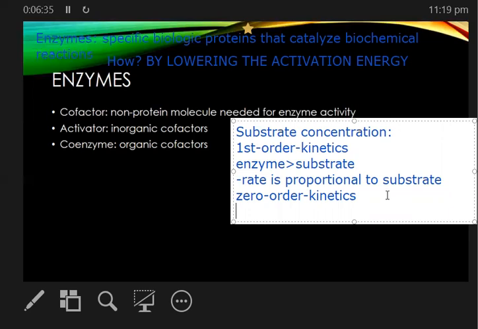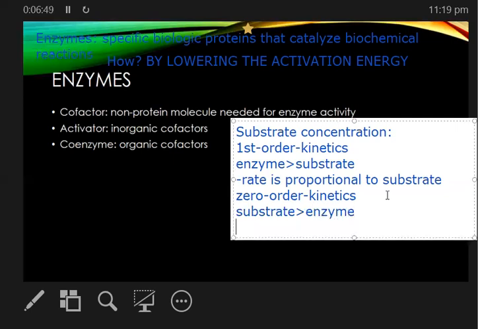In contrast, class, when we talk about your zero order kinetics, your substrate is greater than your enzyme. Therefore, what is our limiting factor? It's your enzyme. You don't have a problem with your substrate concentration. All of the necessary substrate is present in your reaction. You have no problem with the substrate.